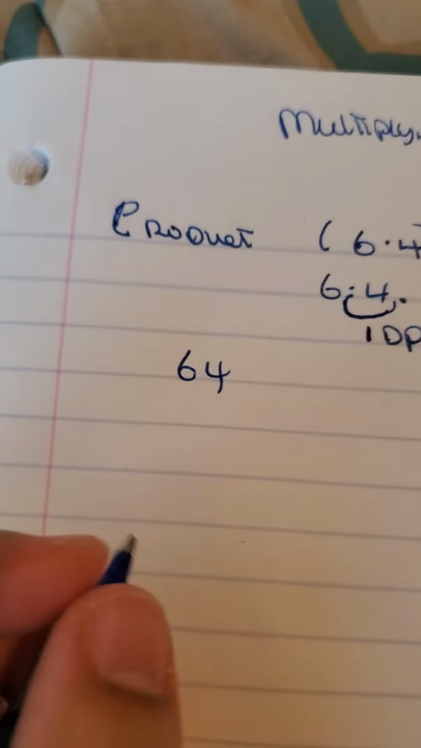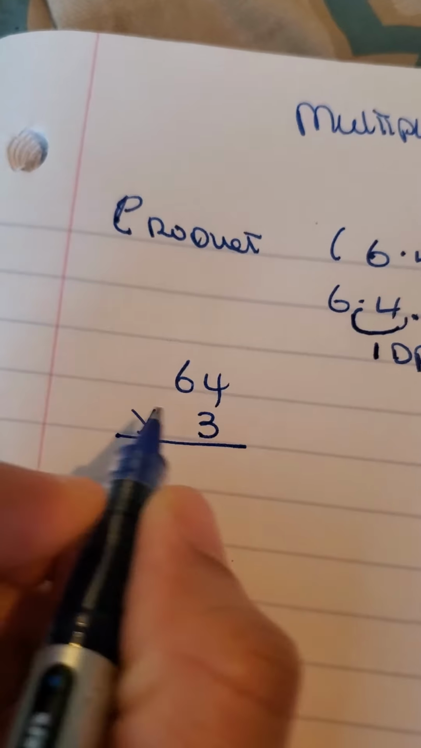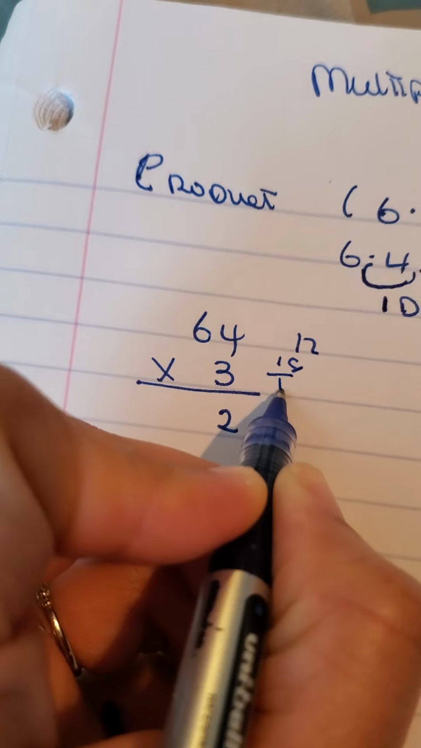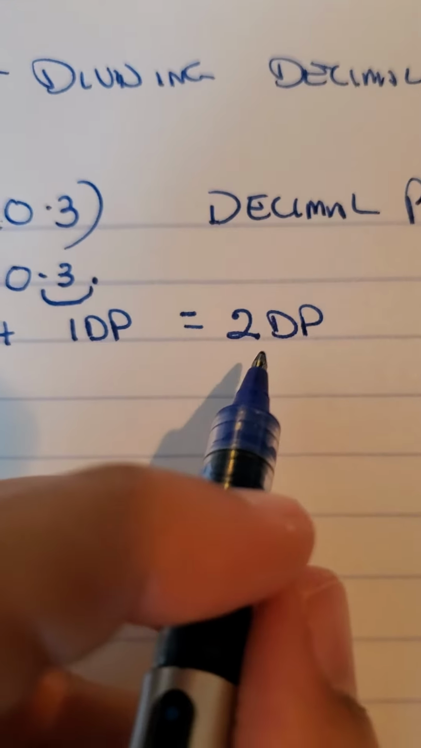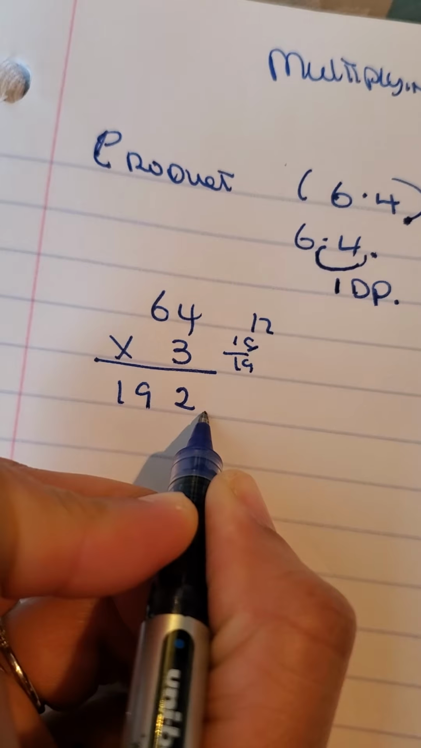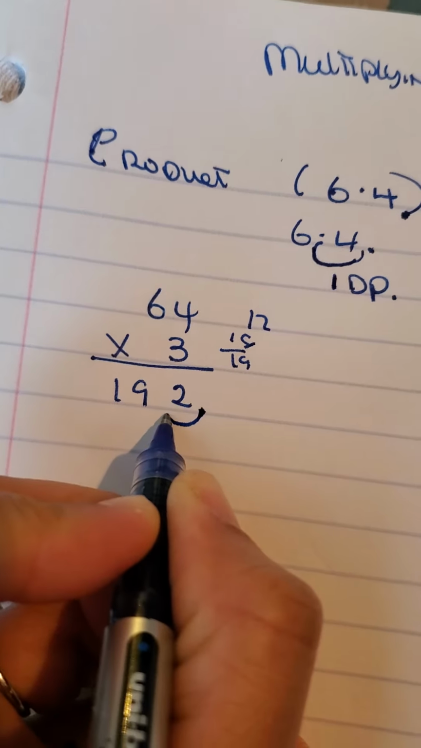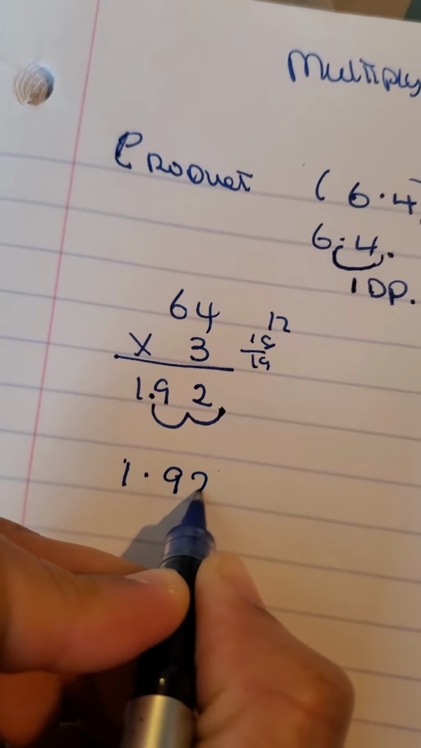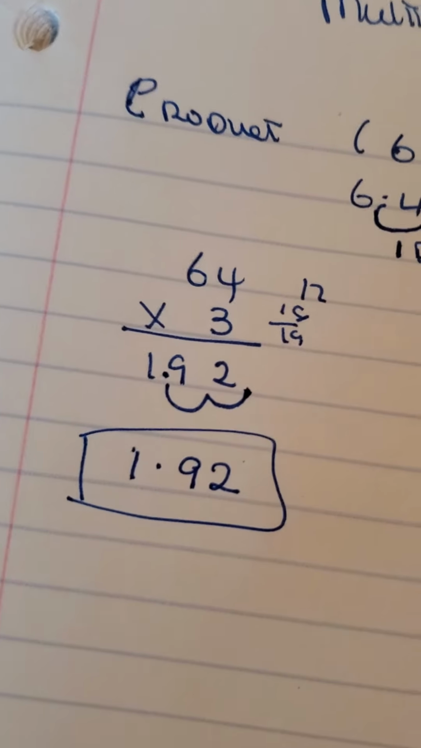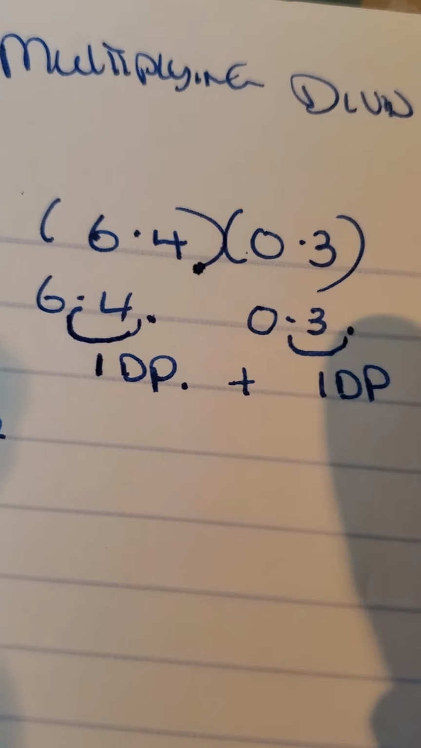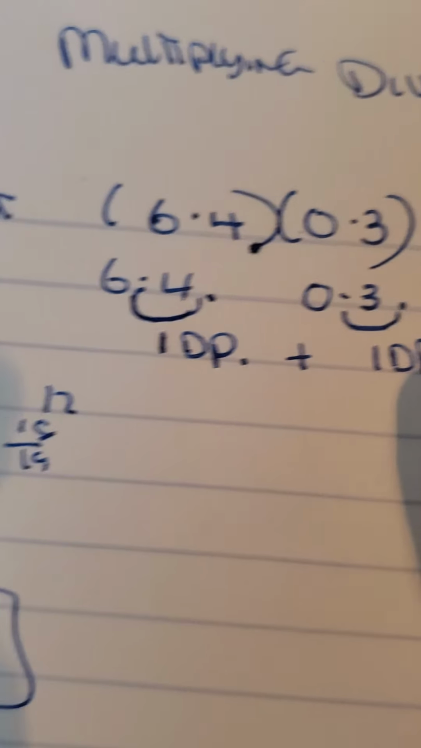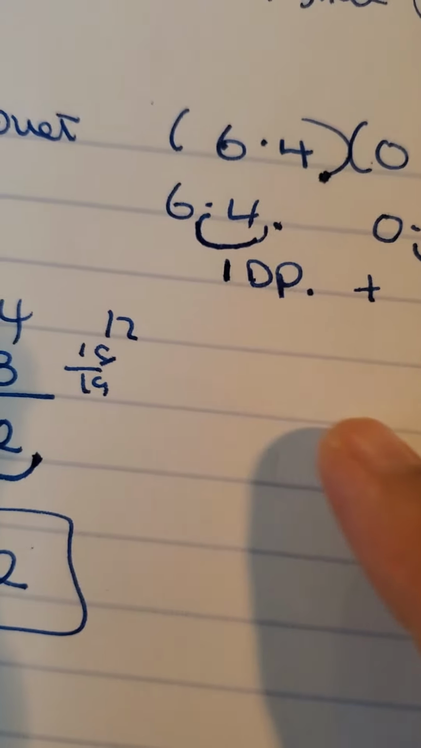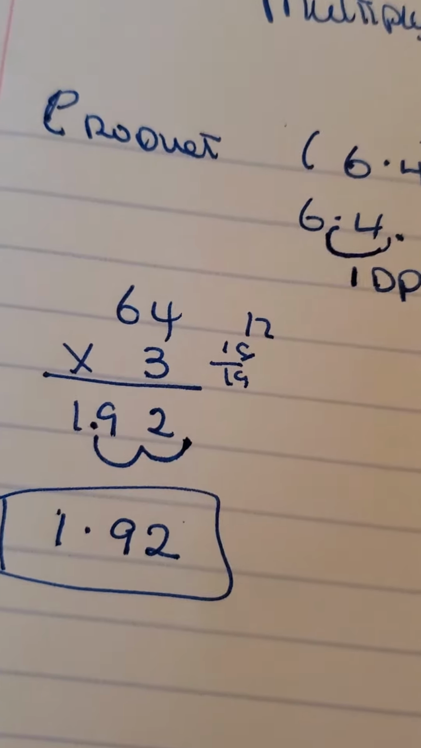So when I'm finished finding my product of 64 and 3, 3 times 4 is 12. 3 times 6 is 18. 18 and 1 is 19. Right, now I'm gonna move it back from the right end. I'm gonna move it back left 2 places, and this is 1.92. Okay, so if you multiply 6.4 times 0.3, you will get a product of 1.92, right? As you see, just treat them like whole numbers.